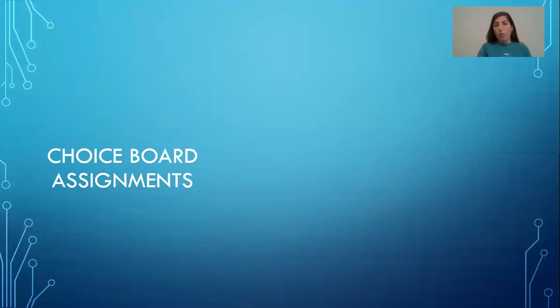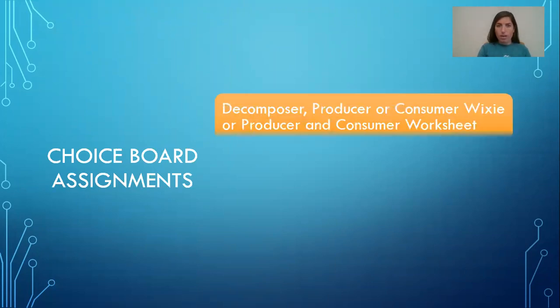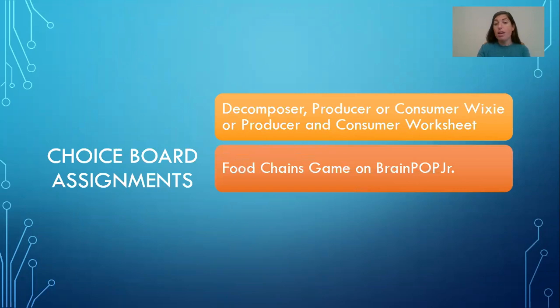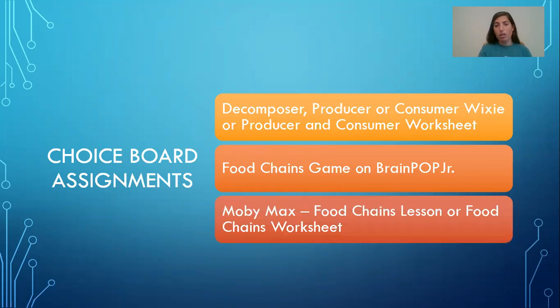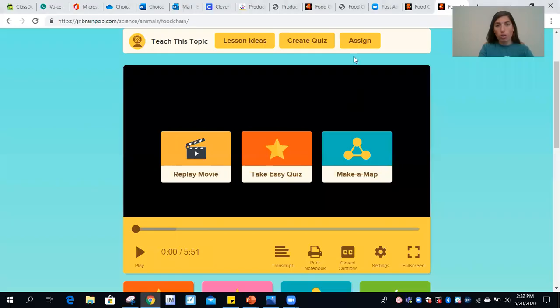So, your choice board assignments for this week. Okay? You are going to have a decomposer, producer, or consumer Wixie, and I'll show you that in a second. If you can't access Wixie or don't want to access Wixie, there will be a producer and consumer. Also, we'll have some decomposer examples, a worksheet. The next one is going to be food chain games on BrainPOP. And then the last one is going to be getting on MobyMax to do the food chains lesson. If you don't want to do that, there will also be a food chains worksheet. And so lots of different options this week. I'm going to show you what your options are.